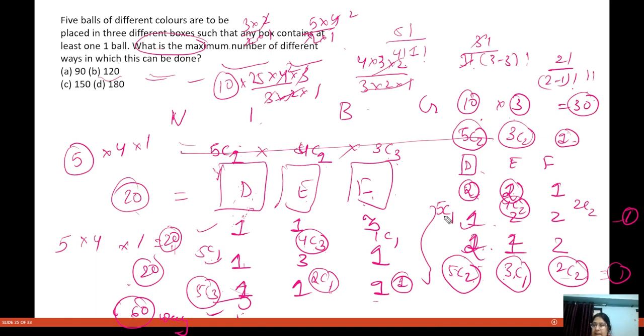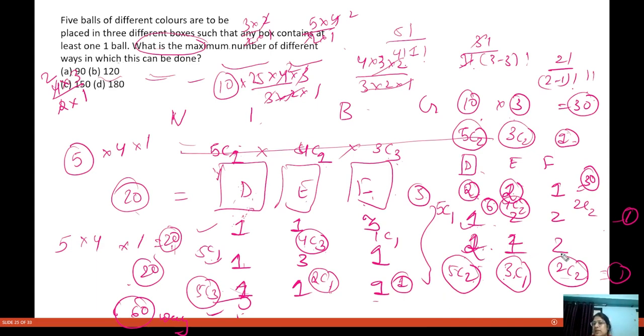Okay. Now you have 5C1 here, 5 ways of doing this thing. You have 4C2. What is 4C2? 4 into 3 divided by 2 into 1. So this is 6. So this is 5, this is 6. Okay, this is 6. And what is 2C2? 1 only. So this is also 30. Okay, this is also 30.